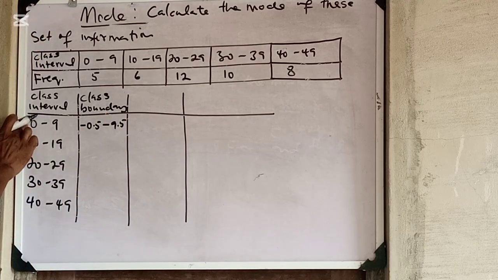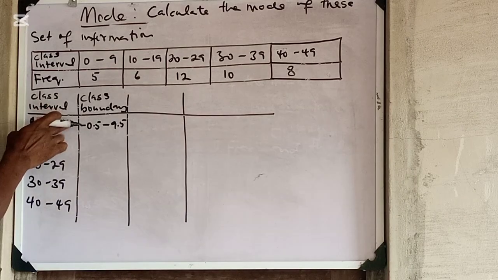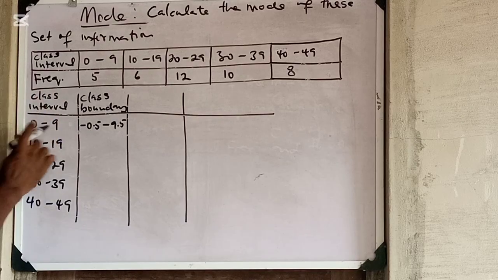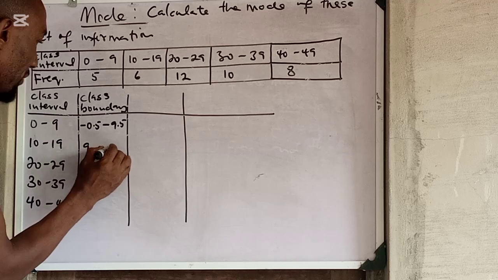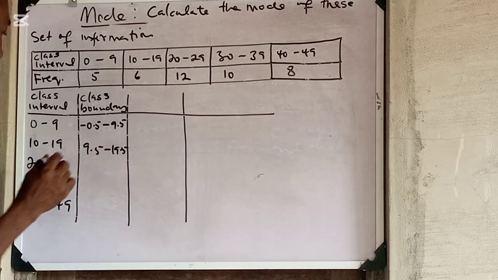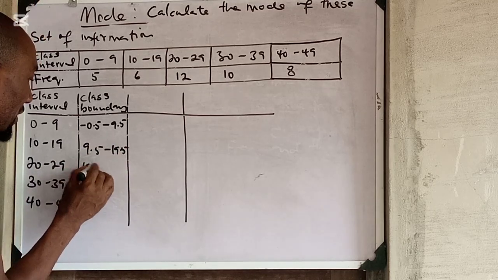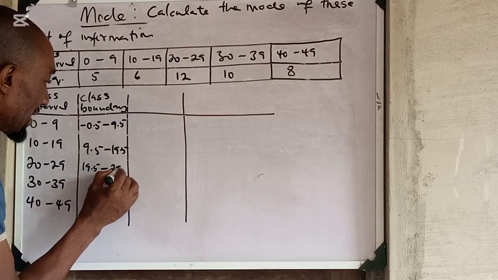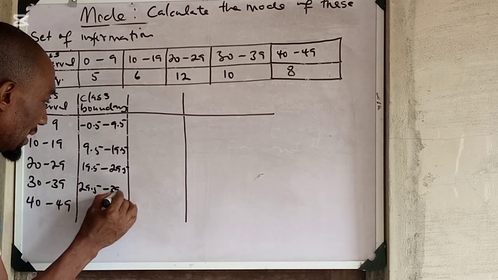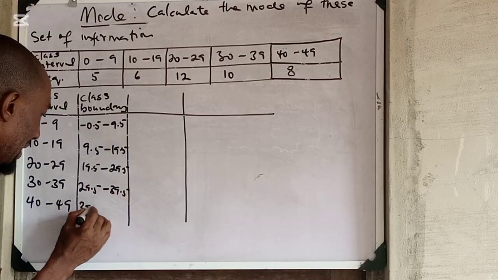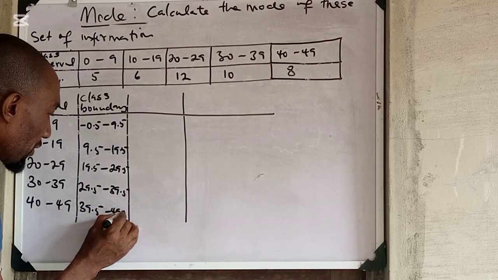I will explain again. You go to the first class interval, remove 0.5 and add back 0.5, so it doesn't look as though you are throwing away anything. Now the end point here becomes the starting point here. We have 9.5 down to 19.5, then 19.5 down to 29.5, then 29.5 down to 39.5, then 39.5 down to 49.5.